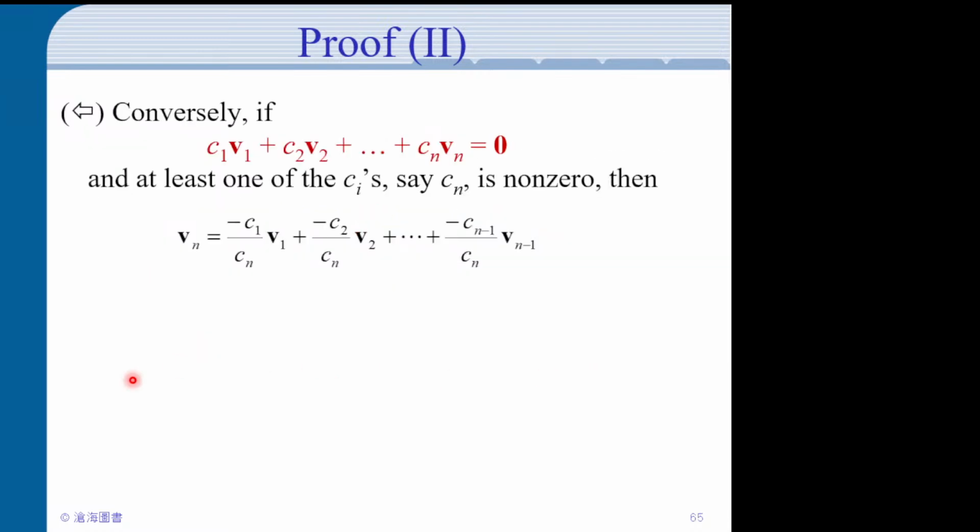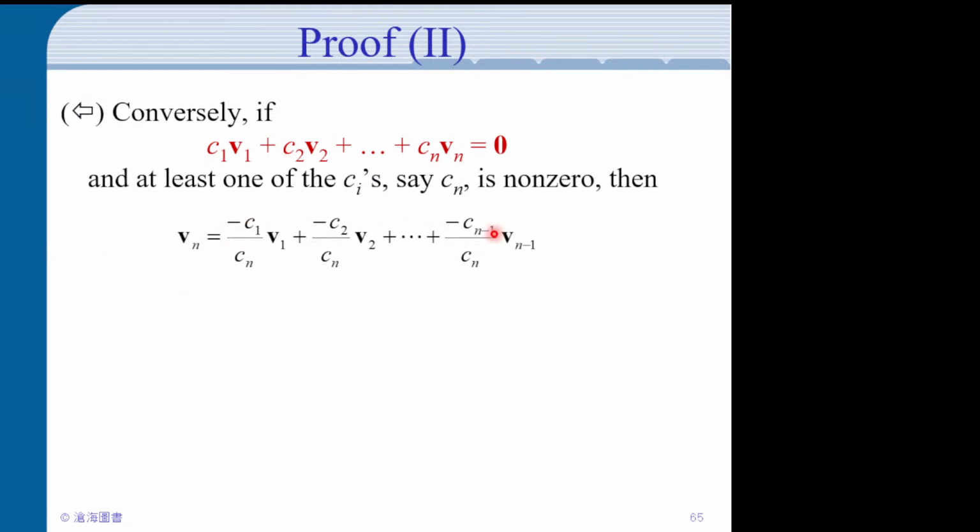And the other direction is also pretty easy. You have this, and it's not all 0, so just pick the one that's not 0. Once again, let's say it's Cn. You move Cn to the other side and divide everything by minus Cn, and you get this equation. So you see Vn is a linear combination of others.